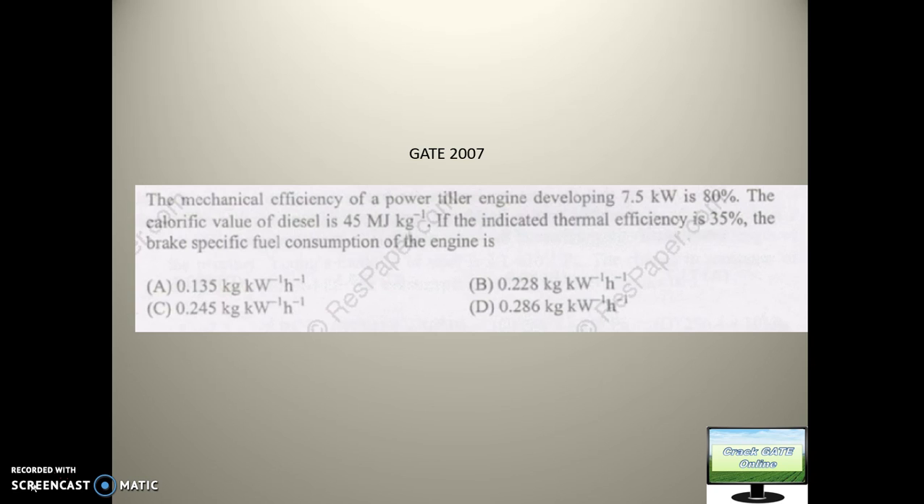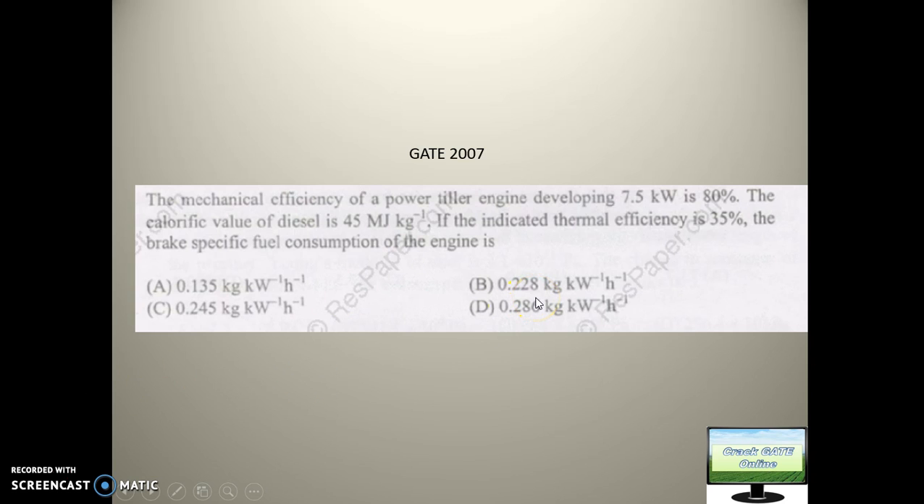The mechanical efficiency of a power tiller engine that develops 7.5 kilowatt is 80%. 80% is the mechanical efficiency of the power tiller. The calorific value of diesel is 45 megajoule per kg. If the indicated thermal efficiency is 35%, the brake specific fuel consumption of the engine is how much? Okay, this is the question.